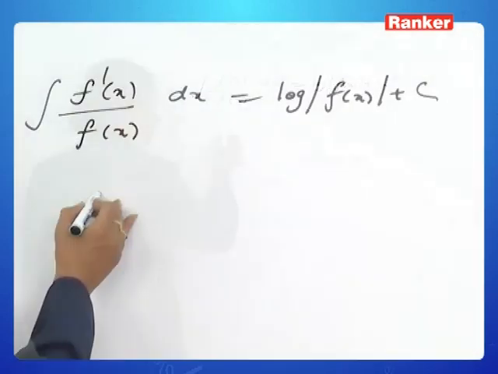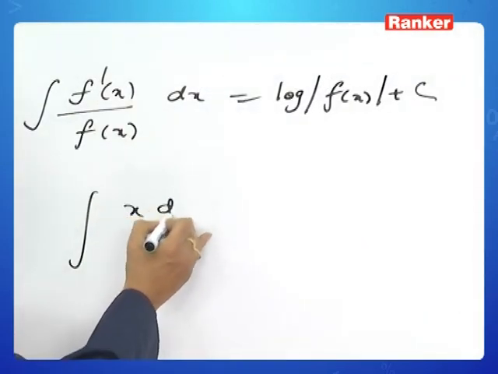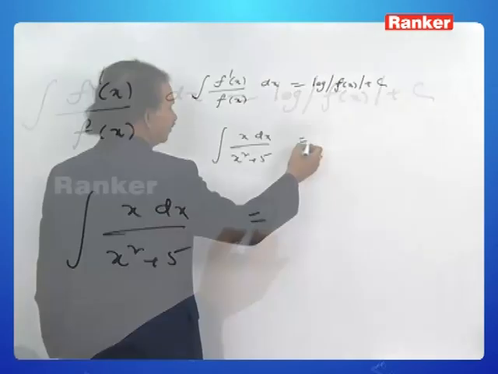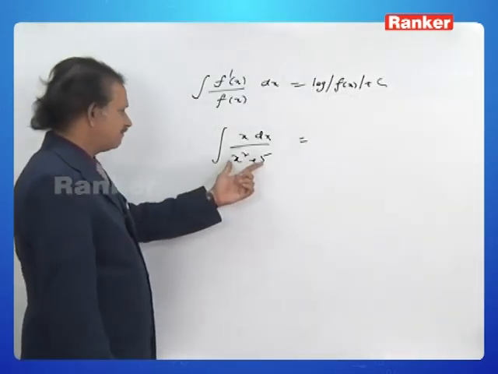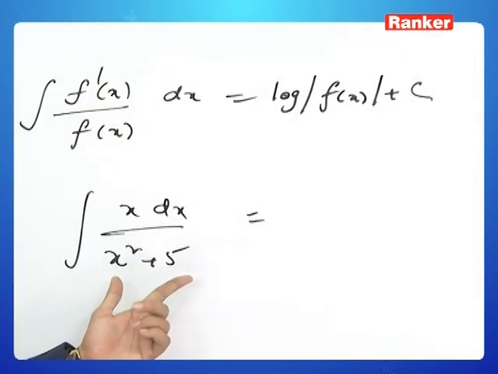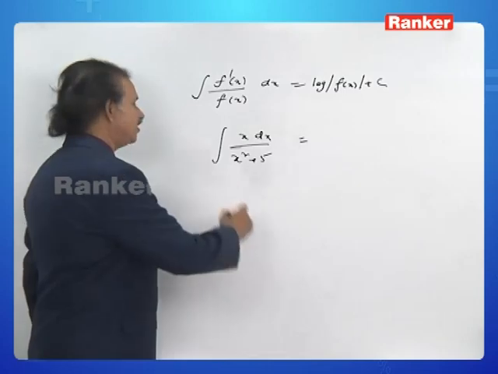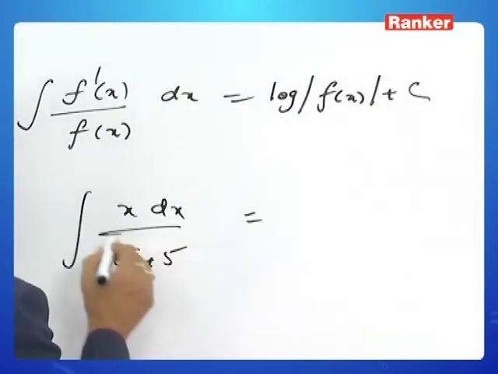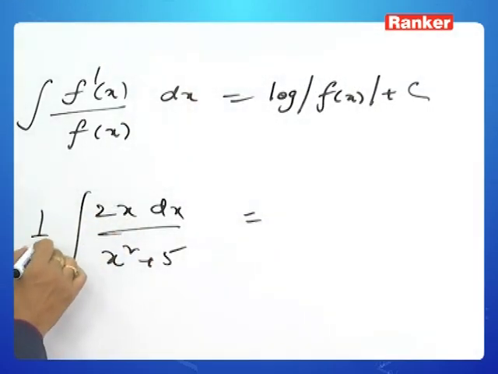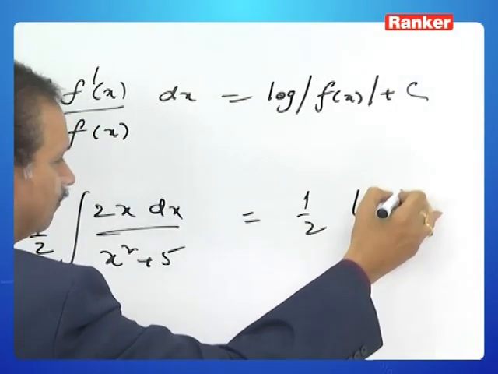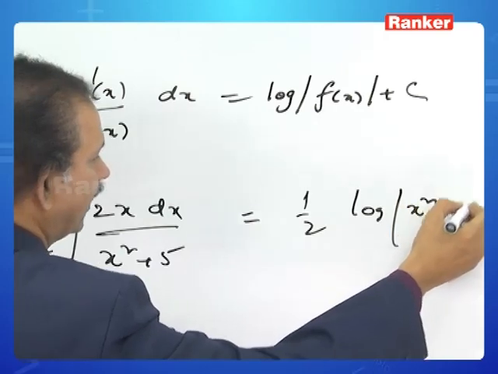Yes, look here. Integral of x dx by x square plus 5. What is the answer? It is f of x. What is f dash x? 2x. 2 is not present. Don't get worried of it. Supply 2 here, cancel here. So that it is half into log mod x square plus 5 plus c.